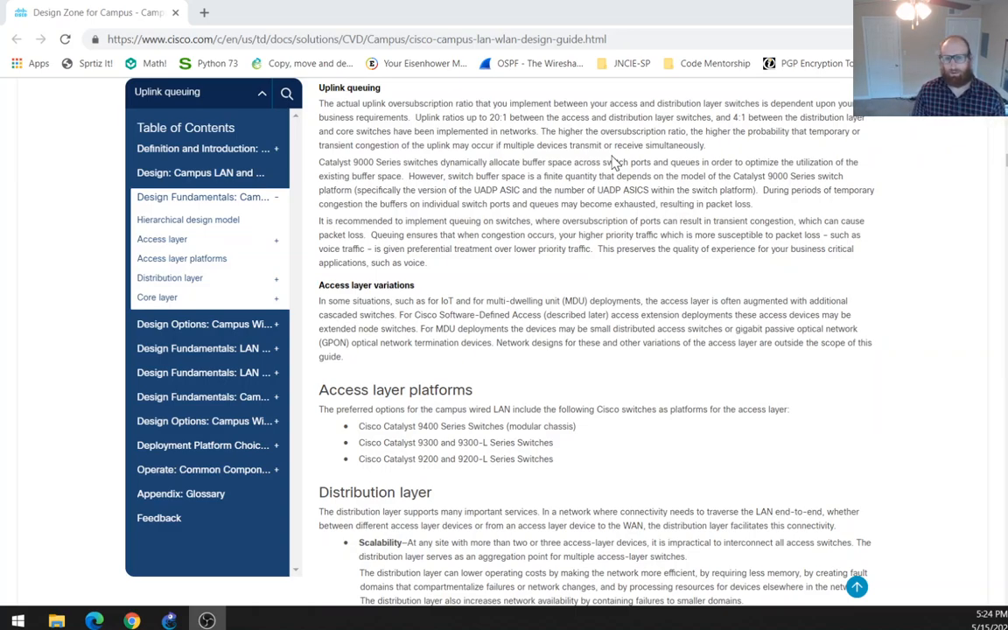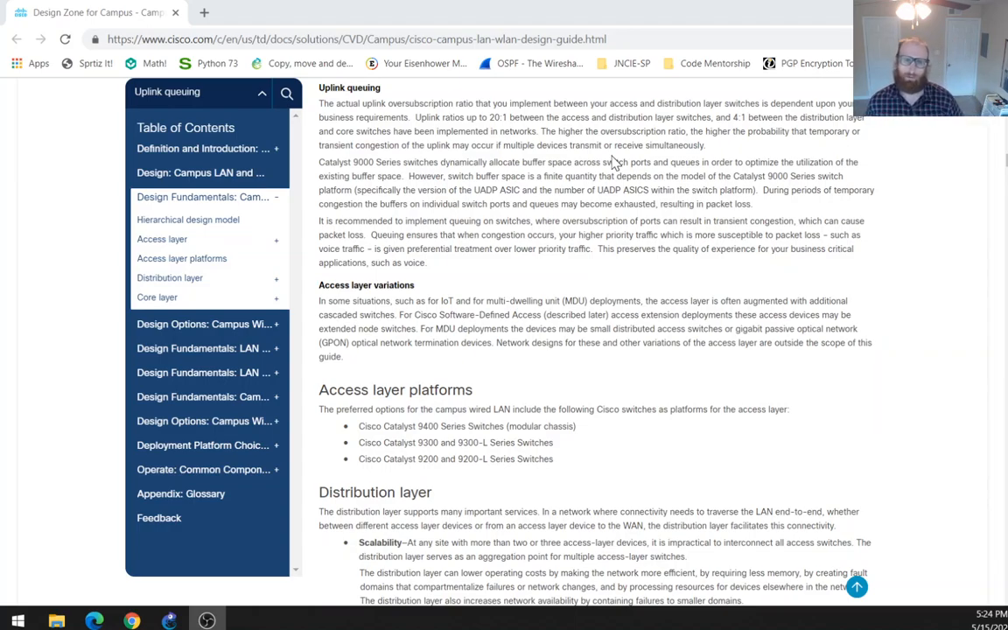Catalyst 9000 series switches dynamically allocate buffer space across switch ports and queues in order to optimize the utilization of the existing buffer space. However, switch buffer space is a finite quantity that depends on the model of the Catalyst 9000 series switch platform, specifically the version of the UADP ASIC and the number of UADP ASICs within the switch platform. During periods of temporary congestion, the buffers on individual switch ports and queues may become exhausted, resulting in packet loss.